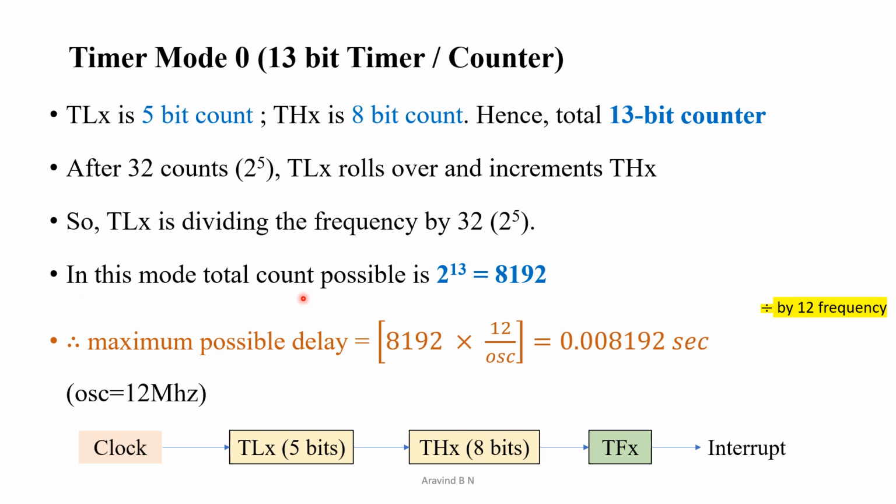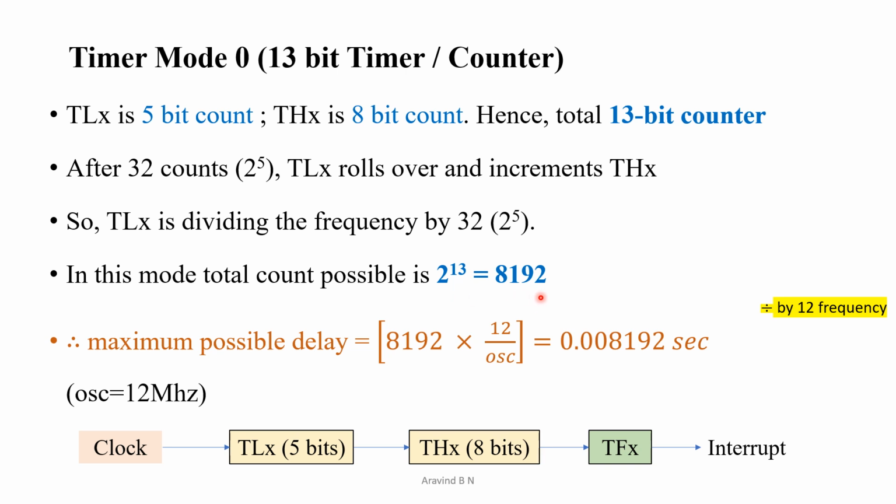In this mode, the total count possible, that means TL and TH in combination, is equal to 2 to the power of 13, that is equal to 8192. Remember, this 13 is nothing but the number of bits the timer is going to work as. So here it's a 13-bit, therefore the total possible count value is 2 to the power of 13, that is 8192.